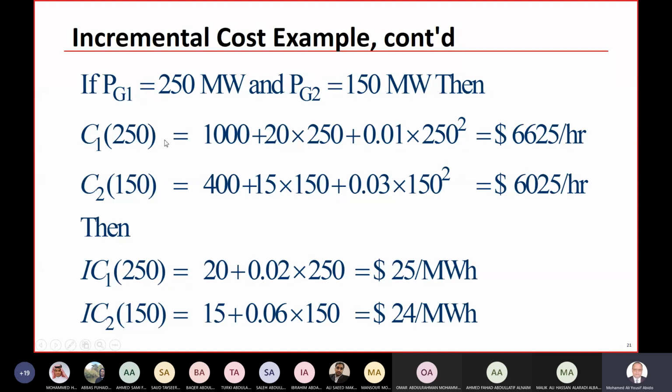For the second generator, if you have PG equal to 150, you substitute 150 here, and you get the cost equal to this.